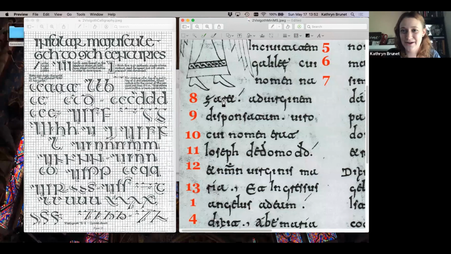We didn't see any R's otherwise. This R is starting here and then going straight down and then back up and across. So once we know this is an R, we can see an R here. We can see an R here, I think.